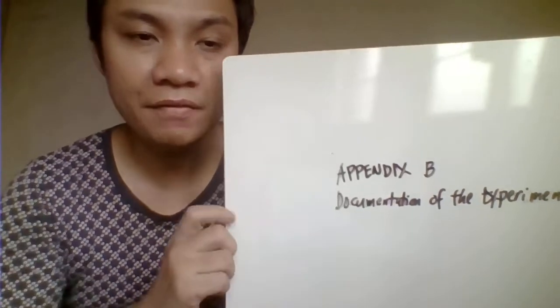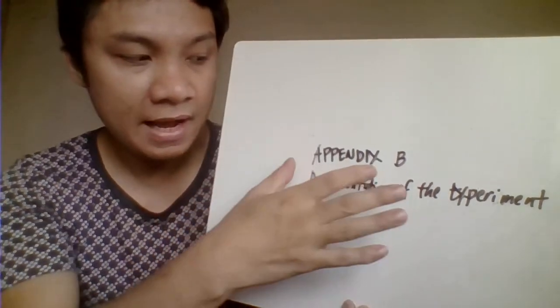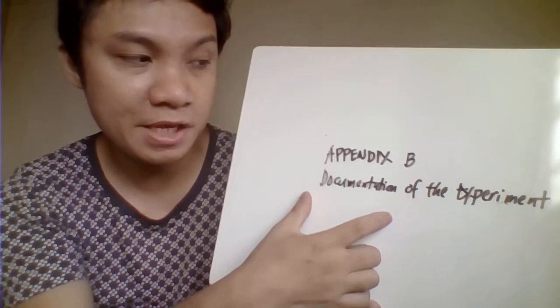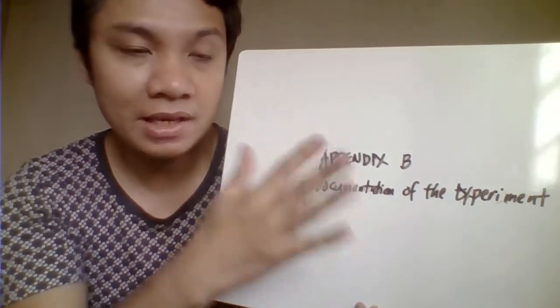Okay, the next one, we have here another page for the word Appendix B, all caps, and we have here the documentation of the experiment. Then for the next page, you present here the pictures that you have gathered or documented during the entire process of the experimentation.